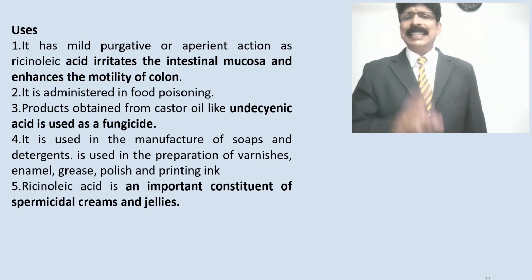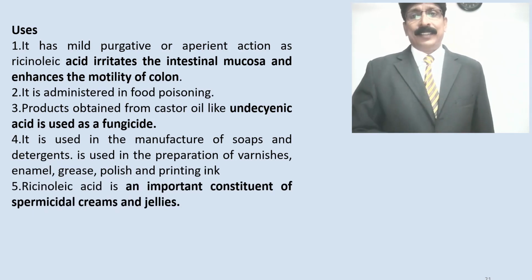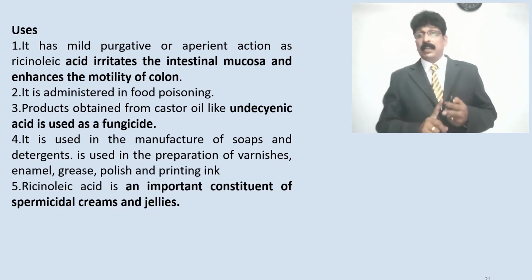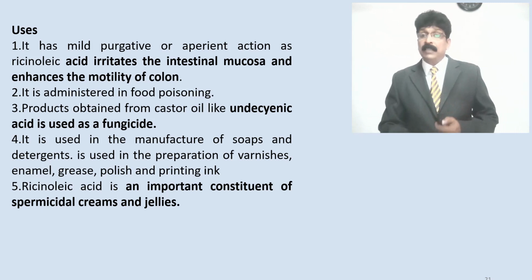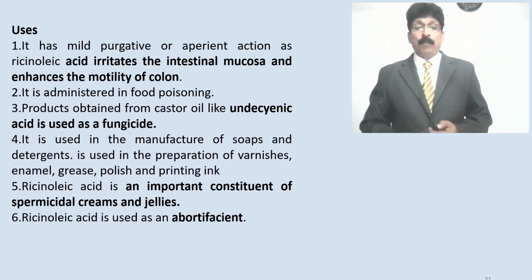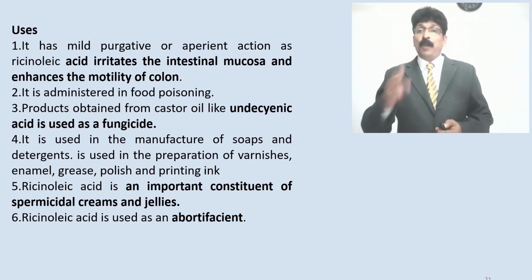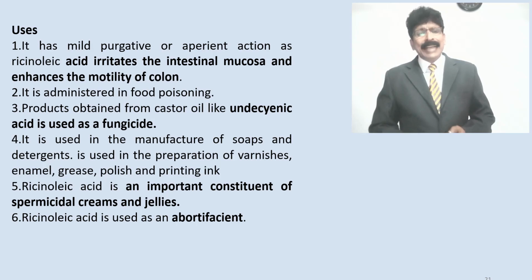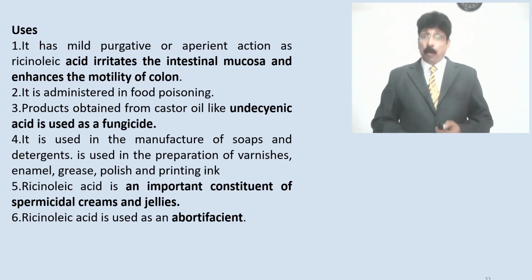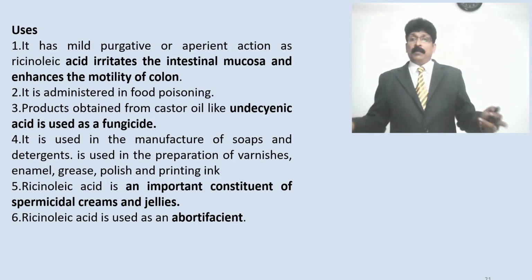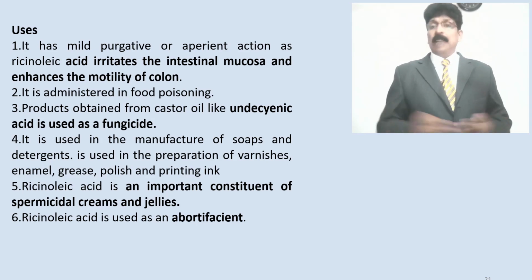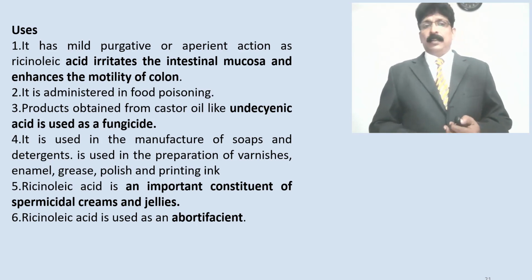Ricinoleic acid is an important constituent of spermicidal creams and jellies. Spermicidal contraceptives can be used so that the sperm will be expelled. Ricinoleic acid is also used as an abortifacient. For example, in the case of unprotected sex resulting in pregnancy, it can be used as an abortifying agent.